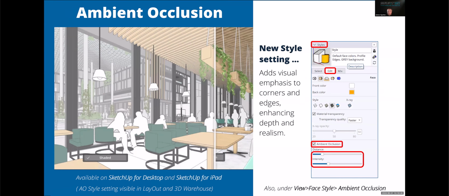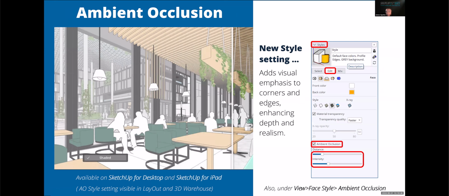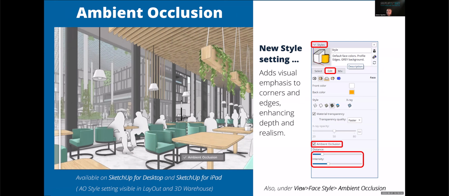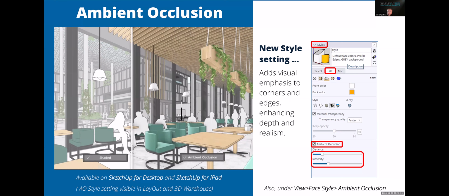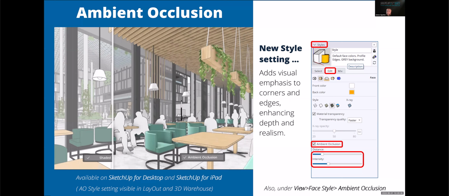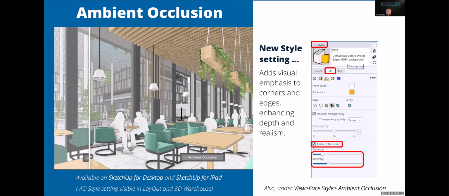Okay, and now probably one of the most interesting and marvelous graphical enhancements is the Ambient Occlusion feature. This is now available to desktop, SketchUp for desktop and SketchUp for iPad. And you'll see Ambient Occlusion also in Layout, which Adam is going to show you later on, and also in the 3D Warehouse. Just showing you quickly the styles there. The style dialog box is where the style Ambient Occlusion can be switched and played about with, and also under the view pull down menu, face style and Ambient Occlusion.